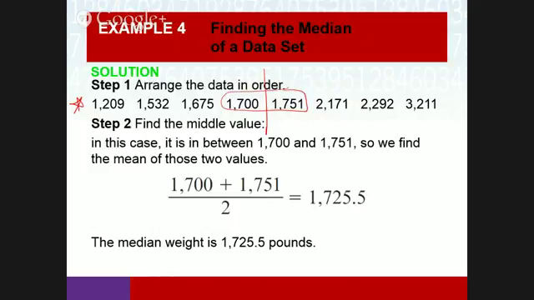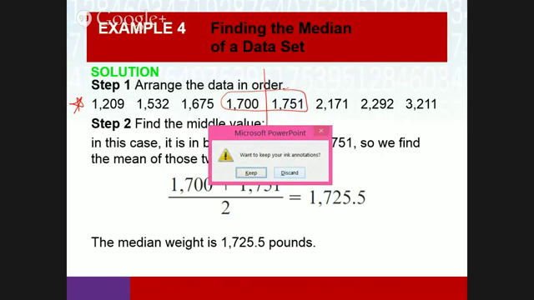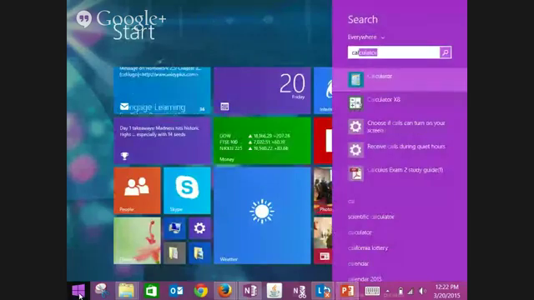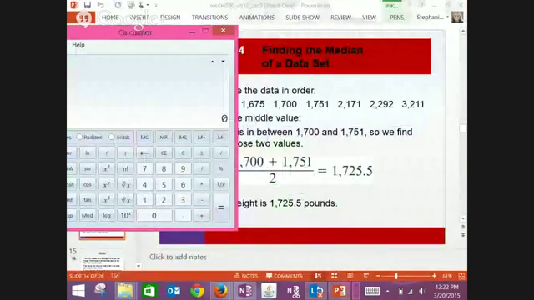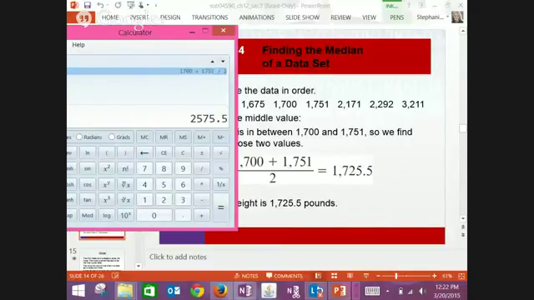So the median weight is 1,725.5 pounds. Any questions on that? A little faster than finding the mean. I think I'm confused. I might be pushing something wrong, but I'm reading 1,660. It's possible that this is not coming out. What are we doing? I got it. 1700 plus 1751, the wrong numbers then. Divide by 2.